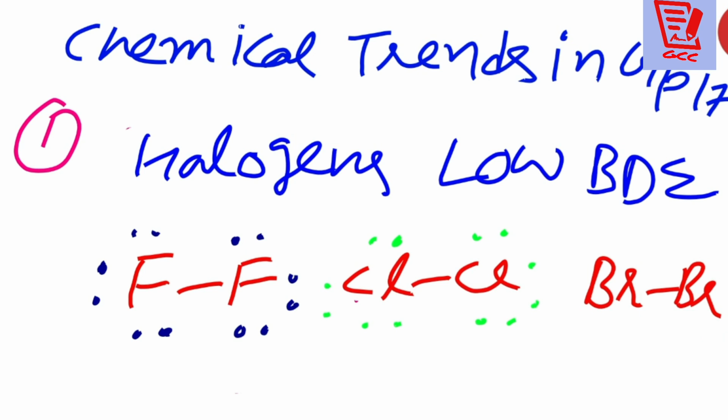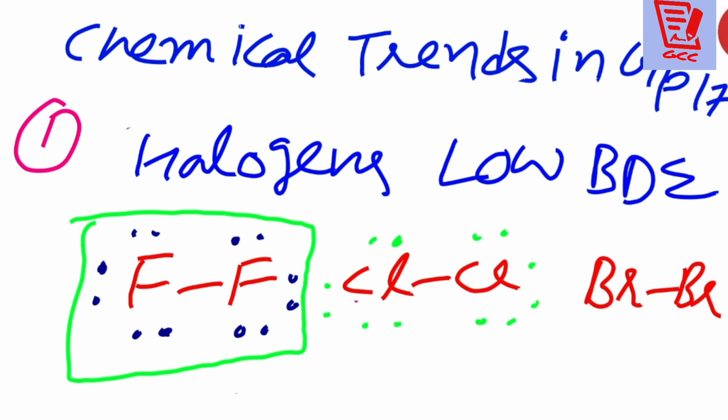Now what is happening there, students? These non-shared pairs will repel each other. Will they repel or not? Yes, they will repel each other, and due to the repulsion, the bond length is going to increase. And when the bond length increases, then reactivity also increases. Now one thing is clear, why the halogens have low bond dissociation enthalpy: because of the repulsion between non-shared pairs of electrons.